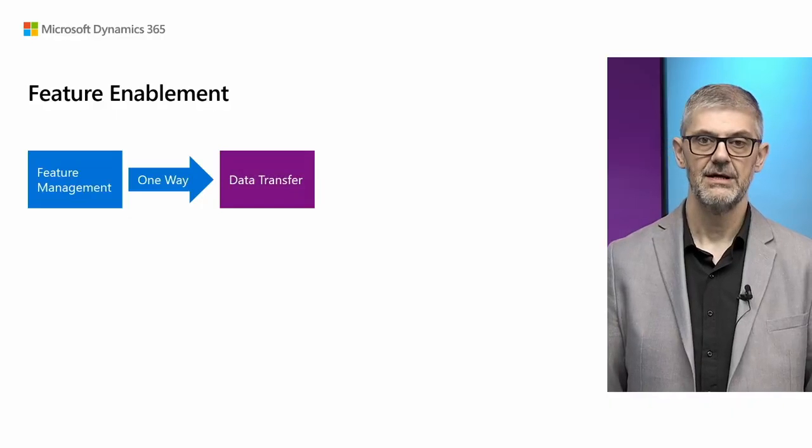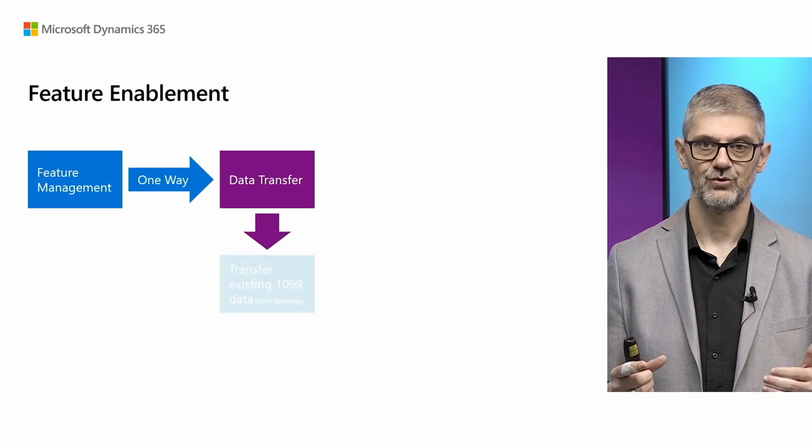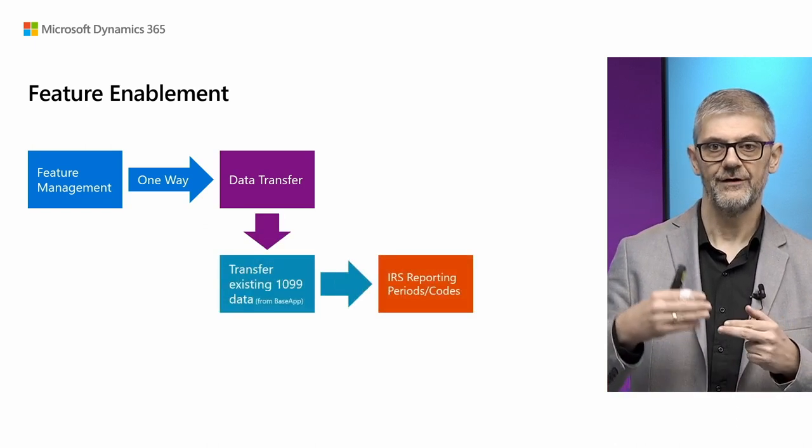Okay, let's look briefly at the main features and make an overview. Before I show you a few print screens, I want to show you how you can enable this functionality. When you start with feature management, this is a one-way process. Once you start, you first have to choose data transfer, and data transfer will offer you two options.